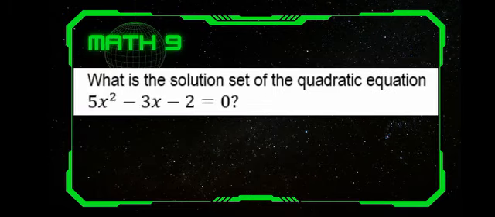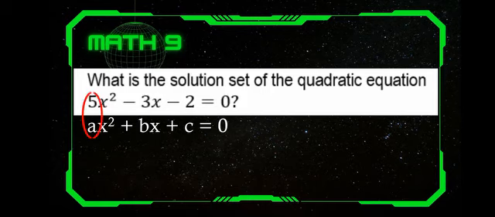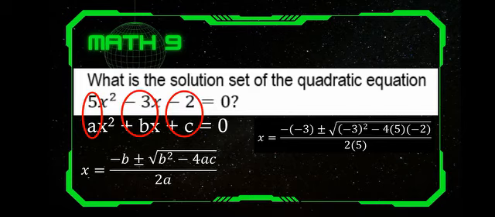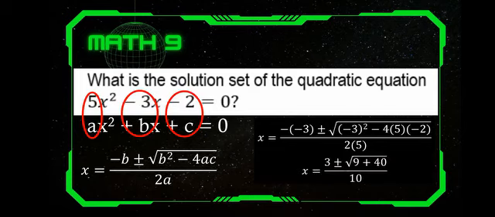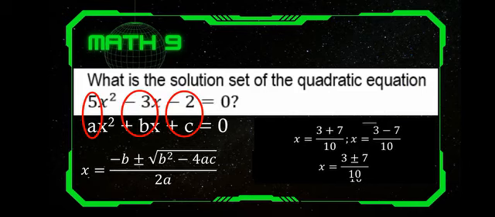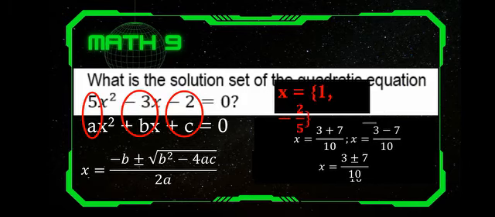What is the solution set of the quadratic equation 5x squared minus 3x minus 2 is equal to 0? So here a is 5, b is negative 3, c is negative 2. Using the quadratic formula, substitute, then simplify: double negative becomes positive. Negative 3 squared is 9, negative 4 times 5 times negative 2 is positive 40. Then we have the square root of 49. Then separate, therefore your x is 10 over 10, or that is 1, and negative 4 over 10, or that is negative 2/5. And this is your final answer.